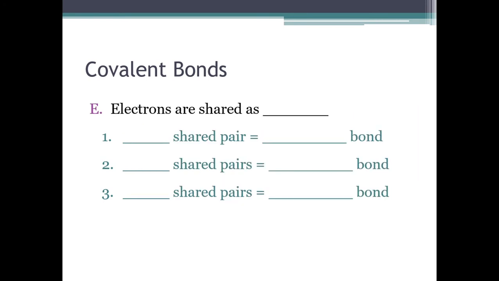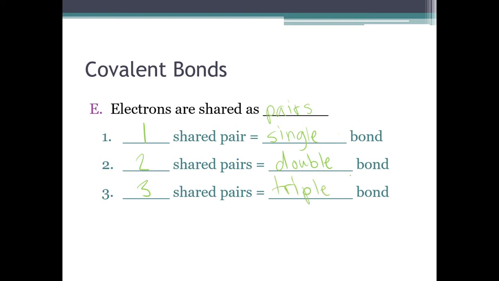When our covalent bonds form, electrons are shared as pairs. Electrons are very needy when it comes to actually existing in an atom. They never like to go anywhere by themselves. They always like to be in pairs. So if you have one shared pair, that is called a single bond because it is a single pair of electrons. If you have 2 shared pairs, that is called a double bond. And if you have 3 shared pairs, that is called a triple bond.